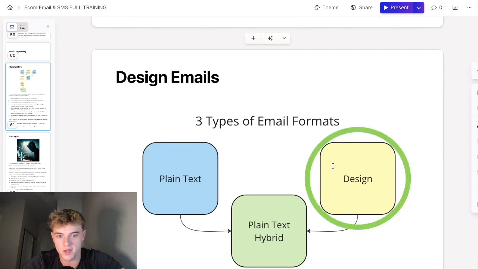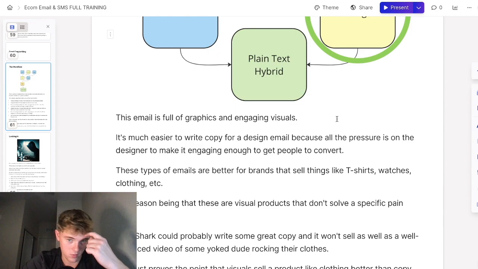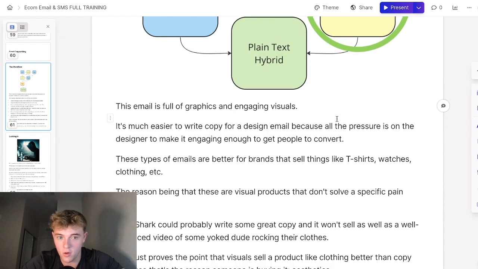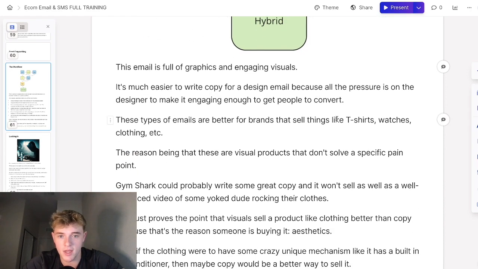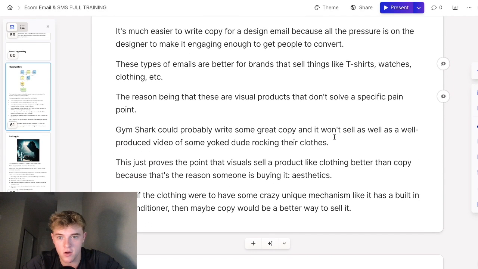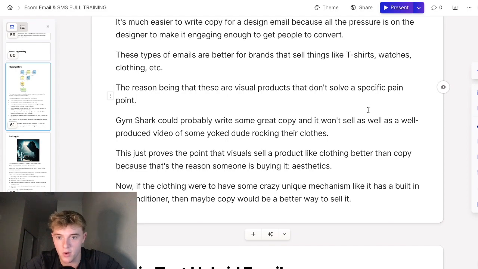Now, on the other hand, you have design emails. This email is the other end of the spectrum, and it's full of graphics and engaging visuals. It's much easier to write copy for a design email because all the pressure is now on the designer to make it engaging enough to get people to convert. These types of emails are better for brands that sell things like t-shirts, watches, clothing, etc. And the reason being that these are visual products that don't solve a specific pain point.